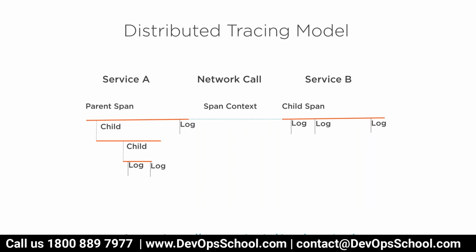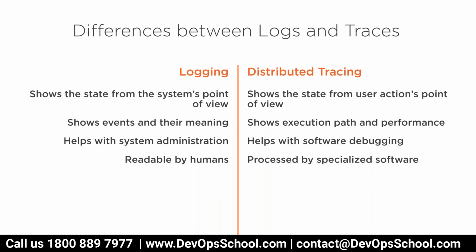So this is some of the distributed tracing model. I'll just skip it. What is the difference between logging and distributed tracing? I think more or less we understand. Logging shows the state from the system's point of view, whereas distributed tracing shows the state from the user action point of view. Understand this? So logging shows events and their meanings, whereas distributed tracing shows execution path and the performance.